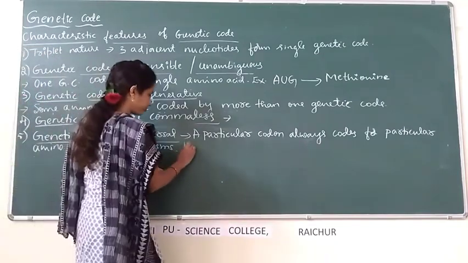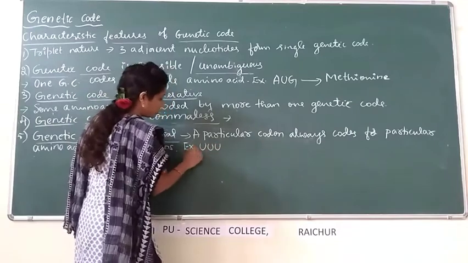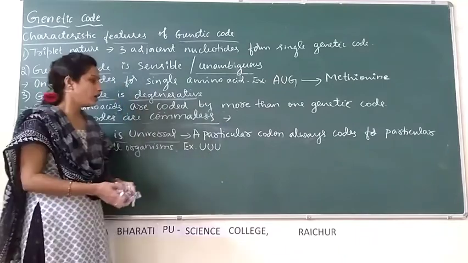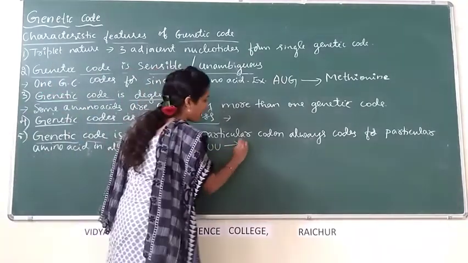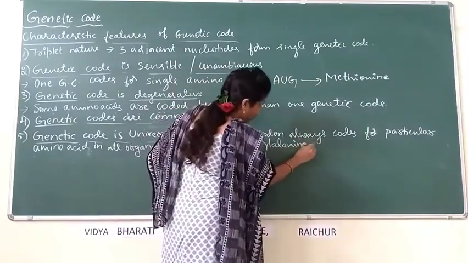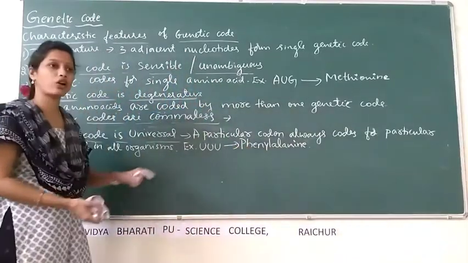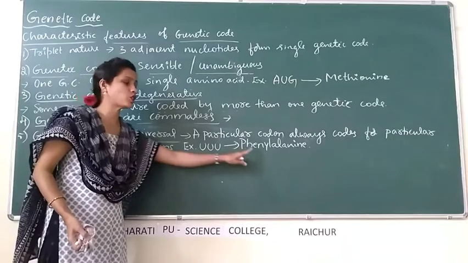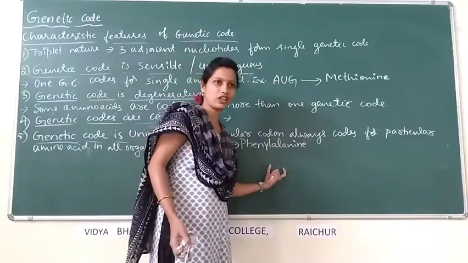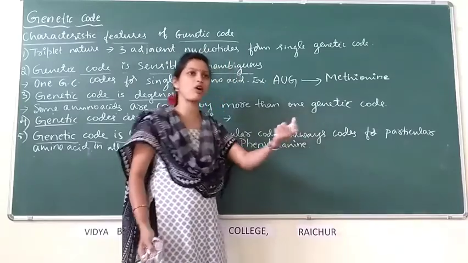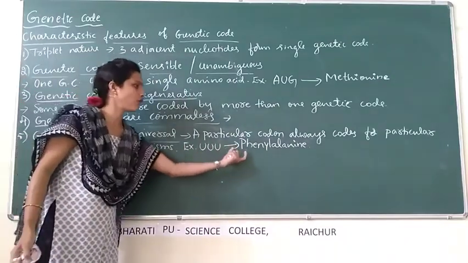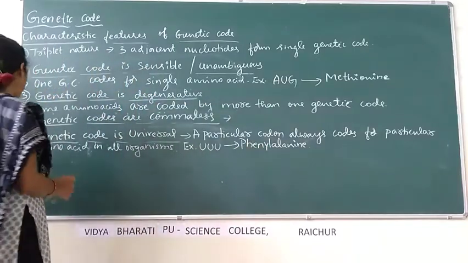For example, UUU is one of the genetic codes or codons on mRNA. It always codes for the amino acid phenylalanine in all organisms. It may be a bacteria or other lower organism or the human body. In all the organisms, UUU codes for the amino acid phenylalanine.